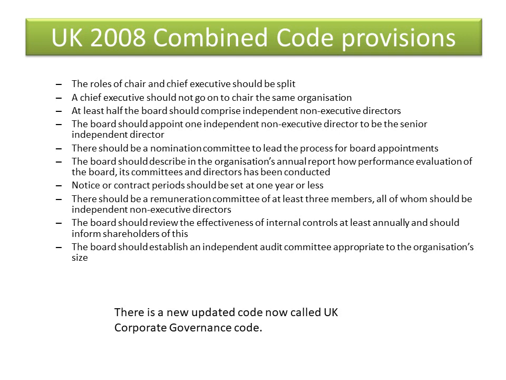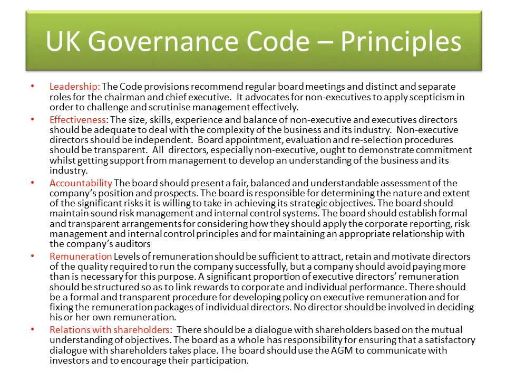have been conducted. Contract period should be set at 1 year or less for notice. There needs to be a remuneration committee to decide levels of pay, and that needs to be made up of non-executive directors. The board should review the effectiveness of internal controls at least annually, and the board should establish an independent audit committee. So some very important provisions there in the Combined Code.